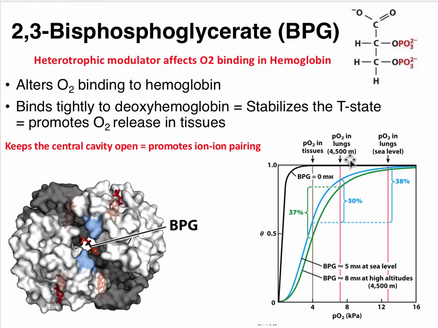Otherwise, our binding curve would look more similar to myoglobin than hemoglobin. And so this is just showing that the presence of 2,3-bisphosphoglycerate actually shifts the affinity to the right and therefore lowers the oxygen affinity of hemoglobin.